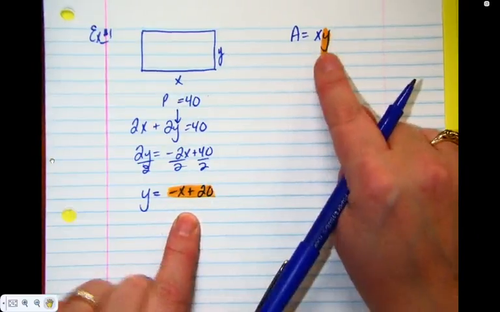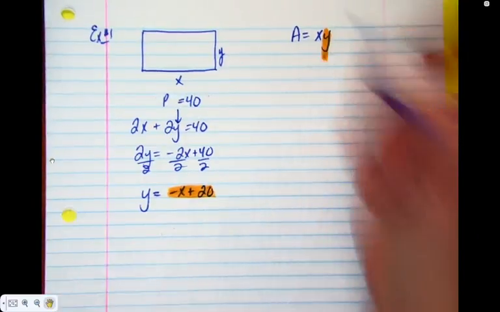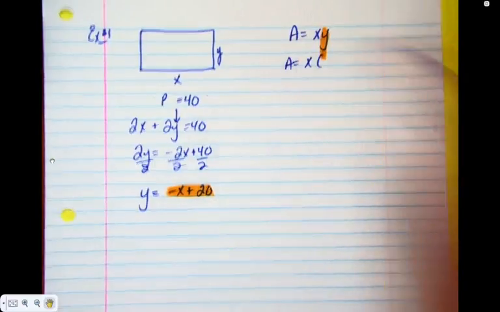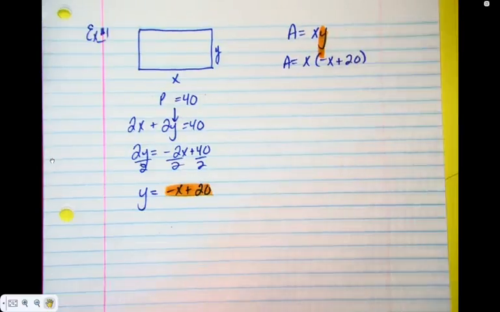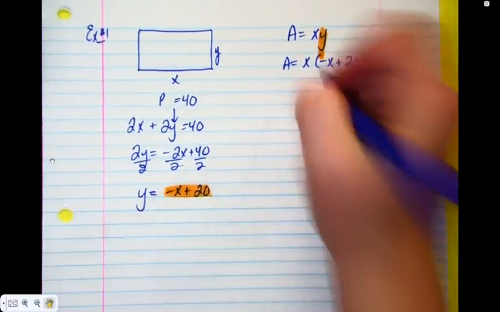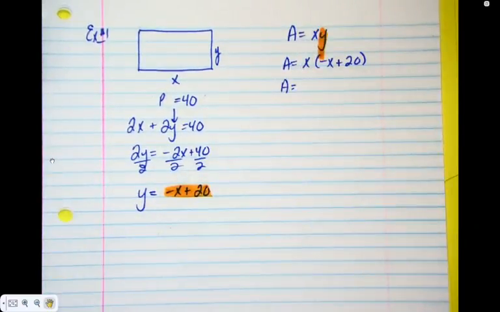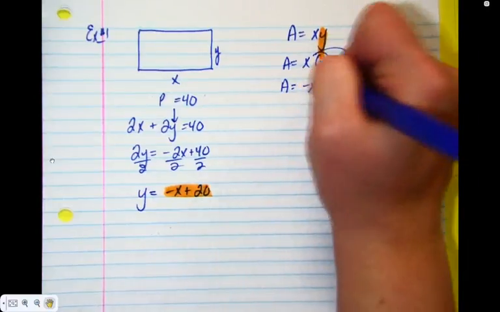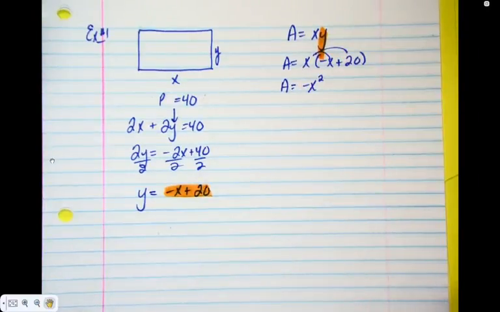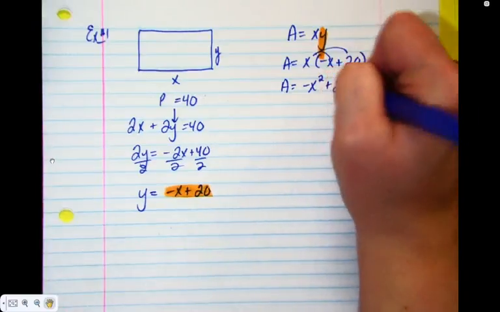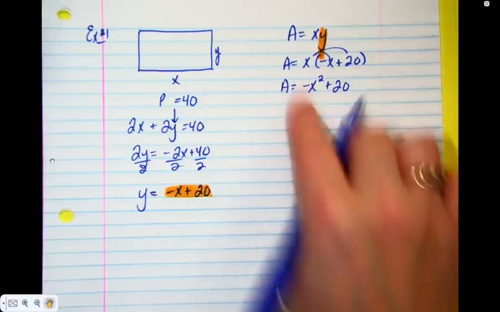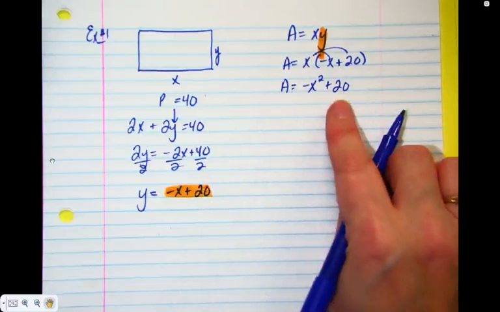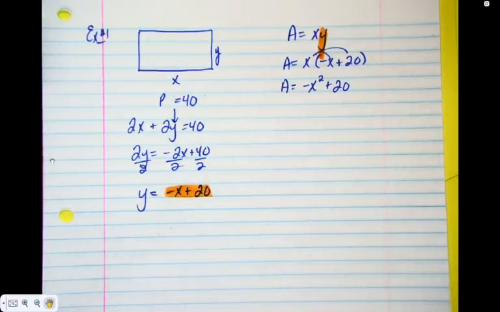I'm going to take y out. I'm going to put in what it's equal to. Okay, so keeping the x that's already there, all I'm doing is taking y out and putting in negative x plus 20. And I'm going to distribute to get rid of those brackets. So x times negative x is negative x squared. And x times 20 is 20x. What kind of equation did that give me? Quadratic.